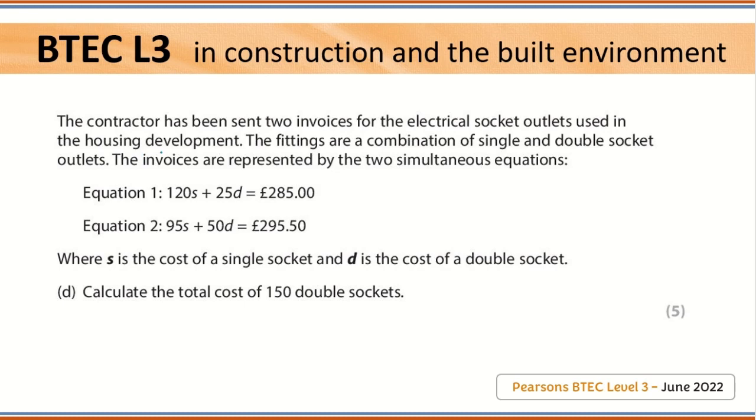The contractor has been sent 2 invoices for the electrical socket outlets used in the housing development. The fittings are a combination of single and double socket outlets. The invoices are represented by the 2 simultaneous equations here. S is the cost of a single socket, D is the cost of a double socket. Calculate the total cost of 150 double sockets.